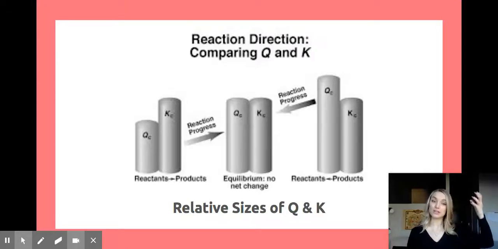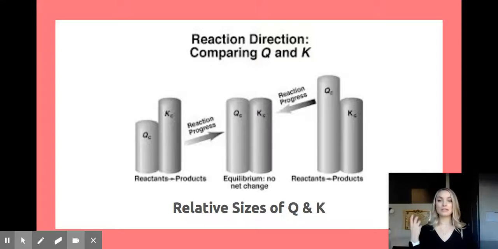Conversely, if we have a Q value that is larger than our K value, that means we have a relatively large amount of products to reactants. We have a larger number in our numerator and a smaller number in our denominator, and that means we get a larger Q value. We've got more products than reactants, so we will see more of the reverse reaction, and we say that the reaction will proceed to the left. So, a small Q value means more reactants than products, and the reaction proceeds to the right. When we have a larger Q value, that means we have a large amount of products, we'll see the reverse reaction, and the reaction proceeds to the left.